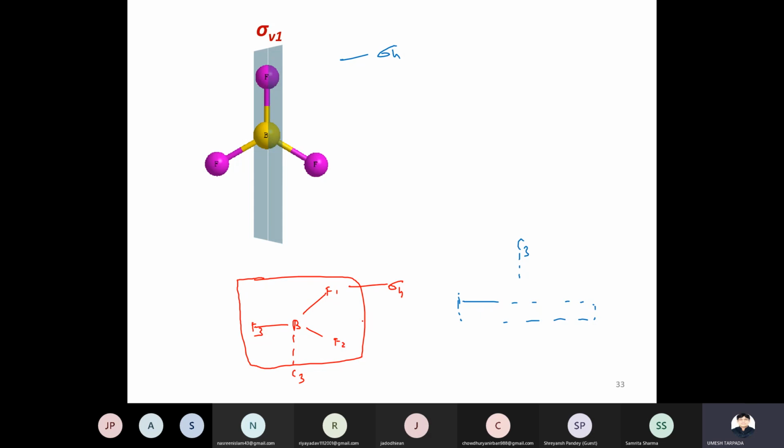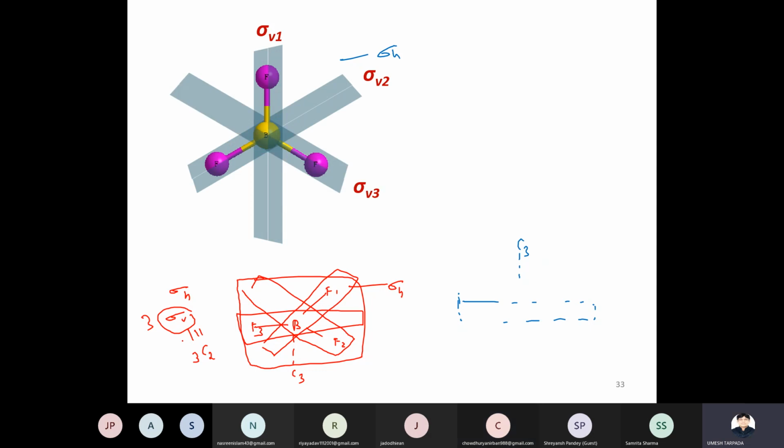And this is sigma V. See, this is sigma V. What happens? If you take this sigma V, then F2 and F3 can change their position. If you take this sigma V, then F1 and F3 can change their position. And if you take this sigma V, then F1 and F2 can change their position. That's why I have told that if a molecule has sigma H and sigma V, then the number of sigma V is equal to the number of C2 axes. This has 3 C2 axes, so there will be 3 sigma V. This is 1, 2 and 3. Is it okay?